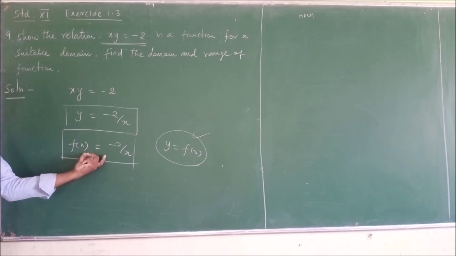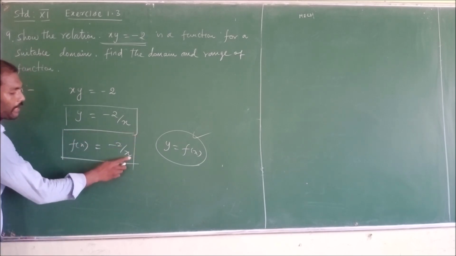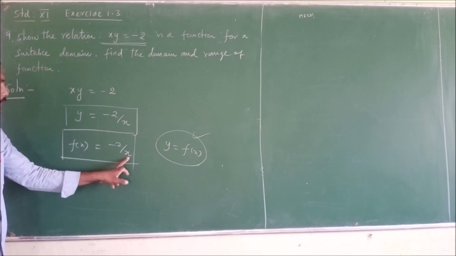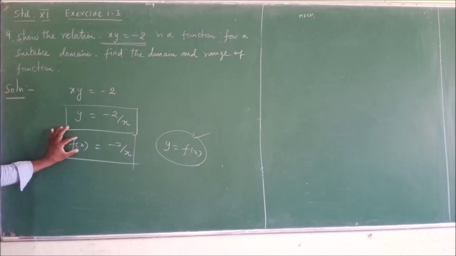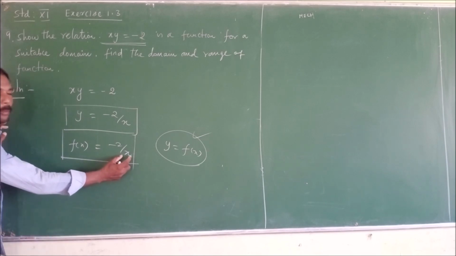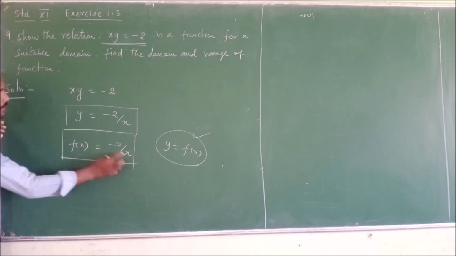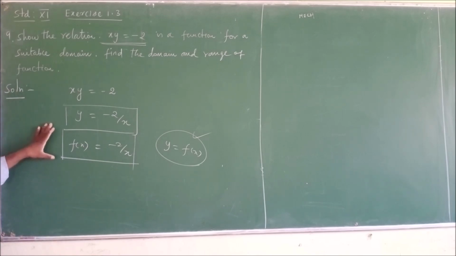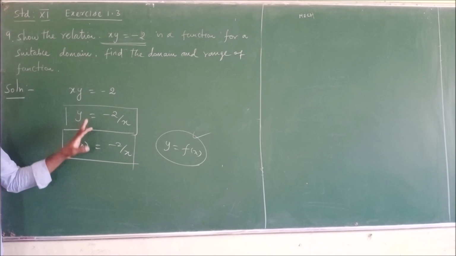So this is a function. Then x, the denominator term, is the domain of the function, and f of x, meaning y, is the range of the function. It is clear that x is the domain of the required function and y is the range. So we have to find what values x and y can take.